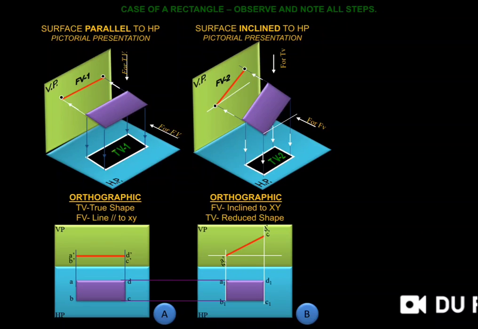Now this line AB is perpendicular to VP, so a single point is observed, as you have studied in the projection of a line. Here, line DC is perpendicular to VP, and a single point is observed here. This red colored line is not a line as such; it is the front view of the rectangular plate which is parallel to HP and perpendicular to VP.